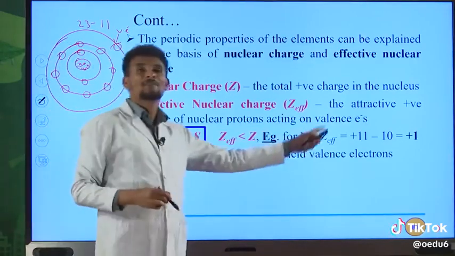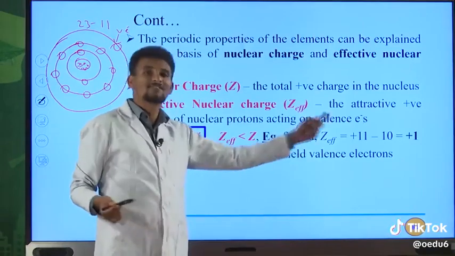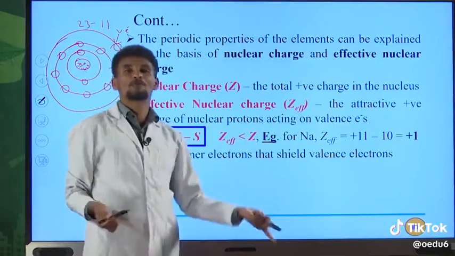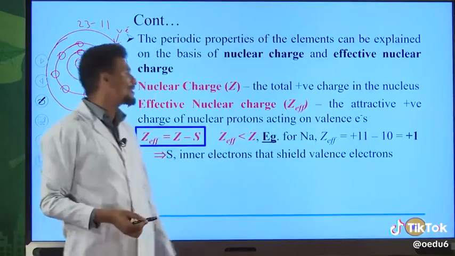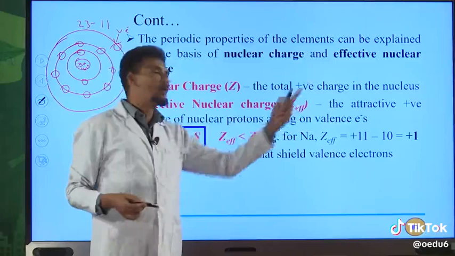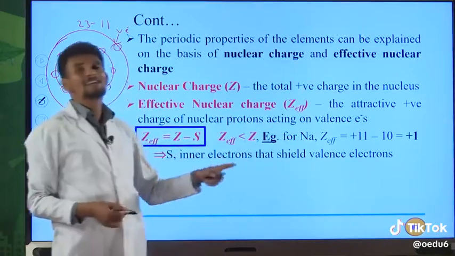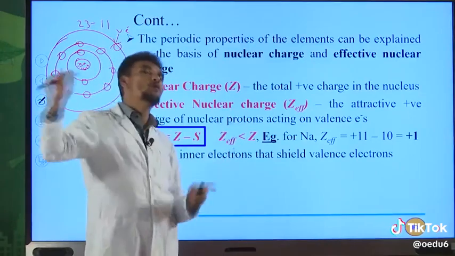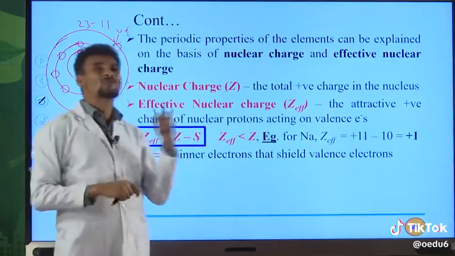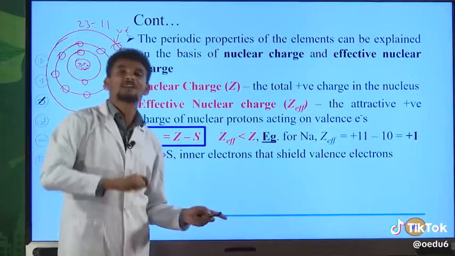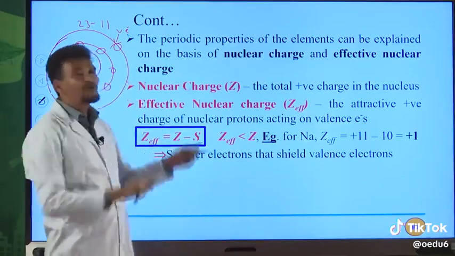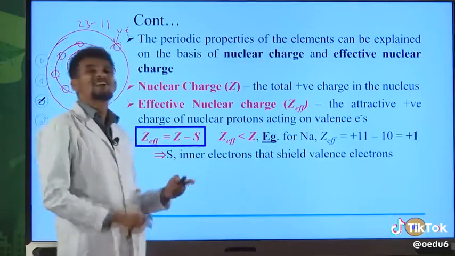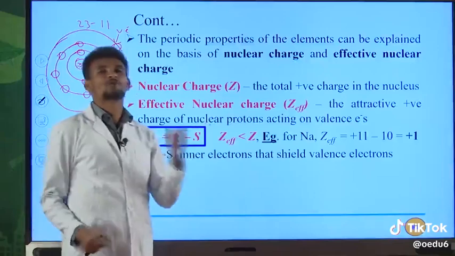Similarly for magnesium, it is plus 2, because 12 minus 10. Ten is the number of inner electrons for magnesium, and 12 is the number of protons, the nuclear charge. So plus 12 minus 10 equals plus 2, which is the effective nuclear charge for magnesium. When we move from left to right across the period, effective nuclear charge increases. Nuclear charge also increases because atomic number increases. Therefore, nuclear charge increases from left to right across the period.